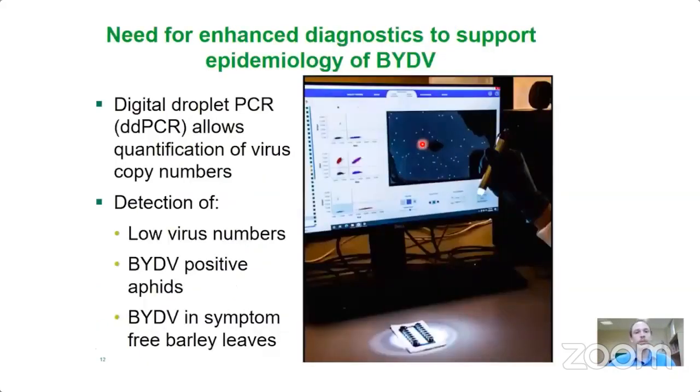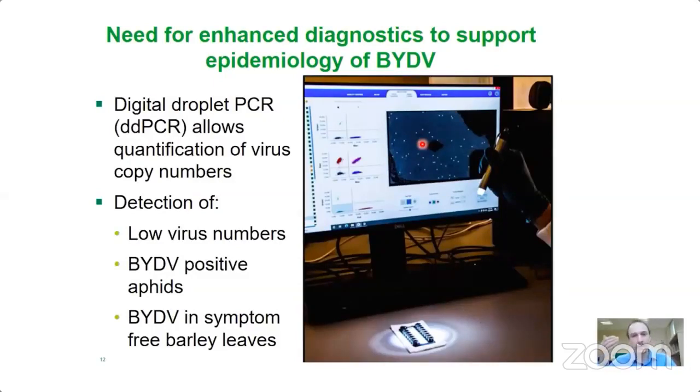Last but not least, I want to talk about a new technology which we just established at Teagasc. It's called the Digital Droplet PCR. It basically allows us the quantification of BYDV copy numbers. It can help us in the detection of low virus copy numbers, either within positive aphids or in symptomatic and asymptomatic barley leaves. For example, if we have a barley leaf and it's yellow, we mostly know, okay, barley yellow dwarf virus and it's too late. However, you can also have loads of viruses in asymptomatic leaves.